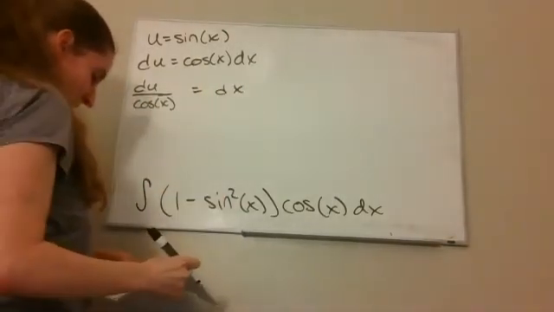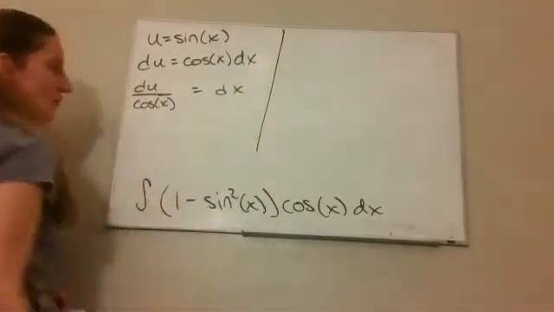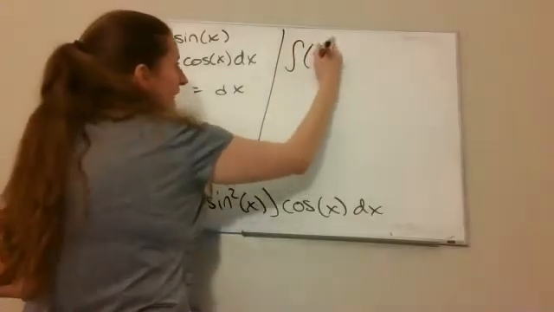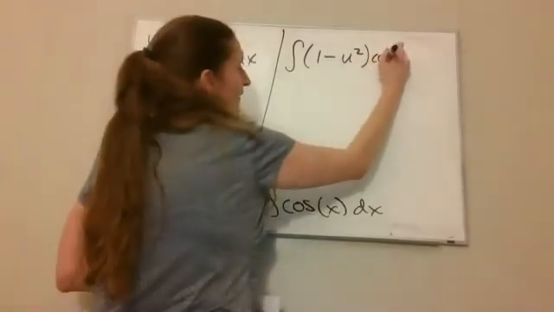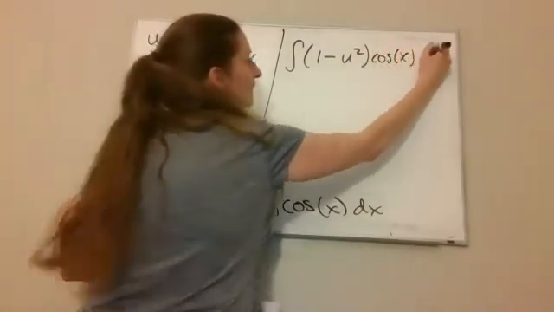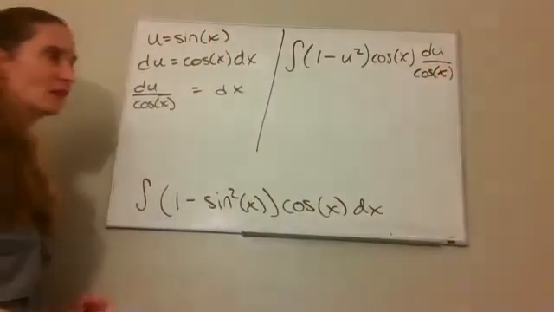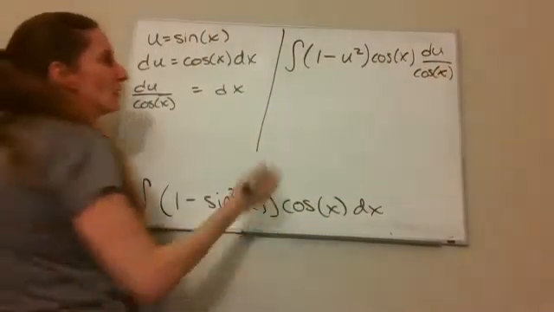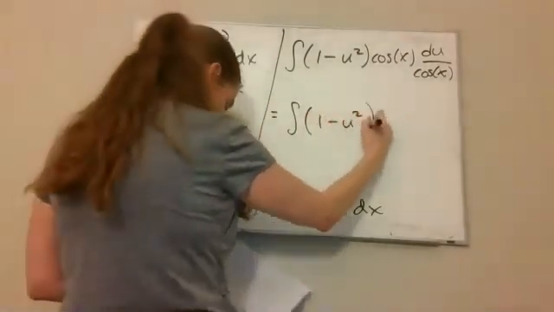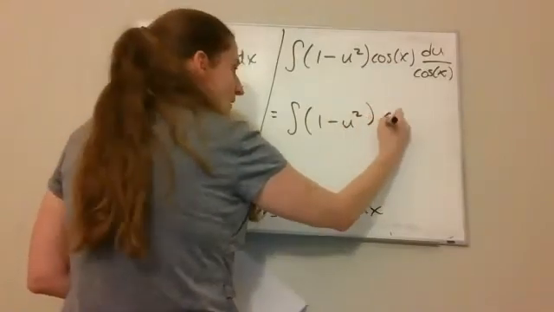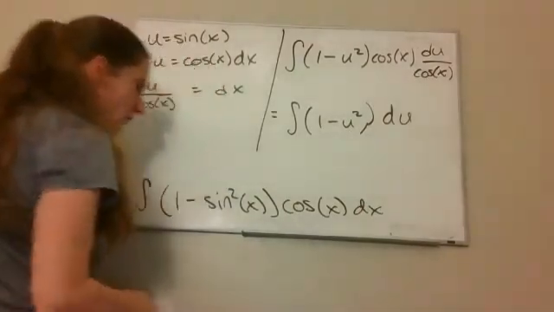So now if I go ahead and rewrite my integral using the substitution, I'm going to have a 1 minus u squared. We had a cosine x, and my dx is du over cosine x. And you can see that those cosine x's cancel out. So I can rewrite my integral as just the integral of 1 minus u squared du.